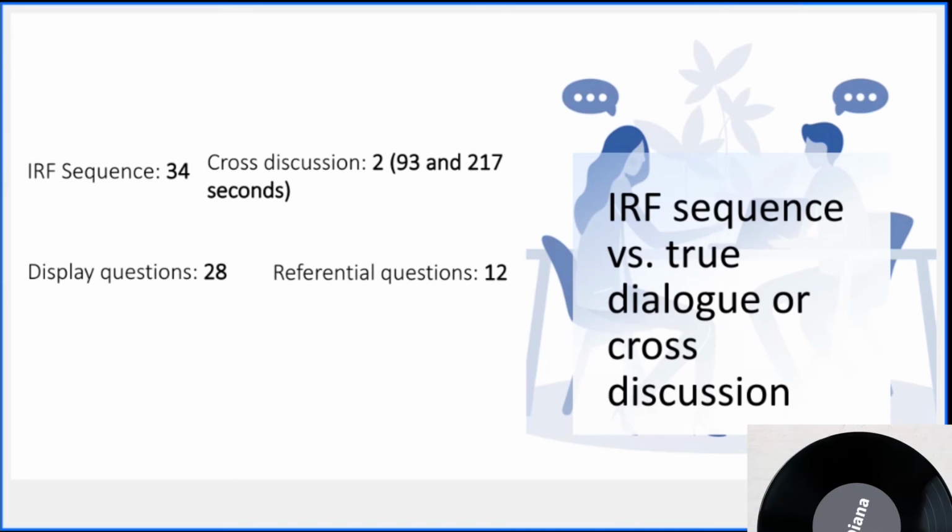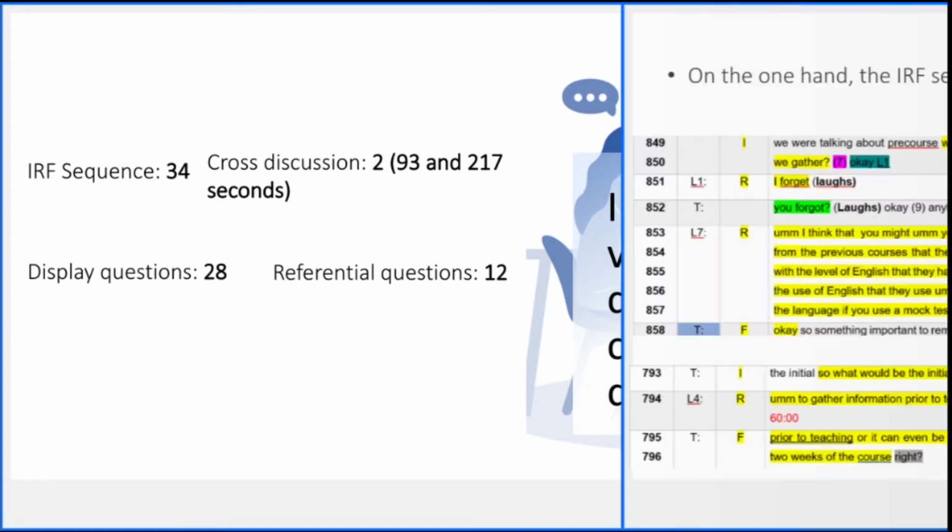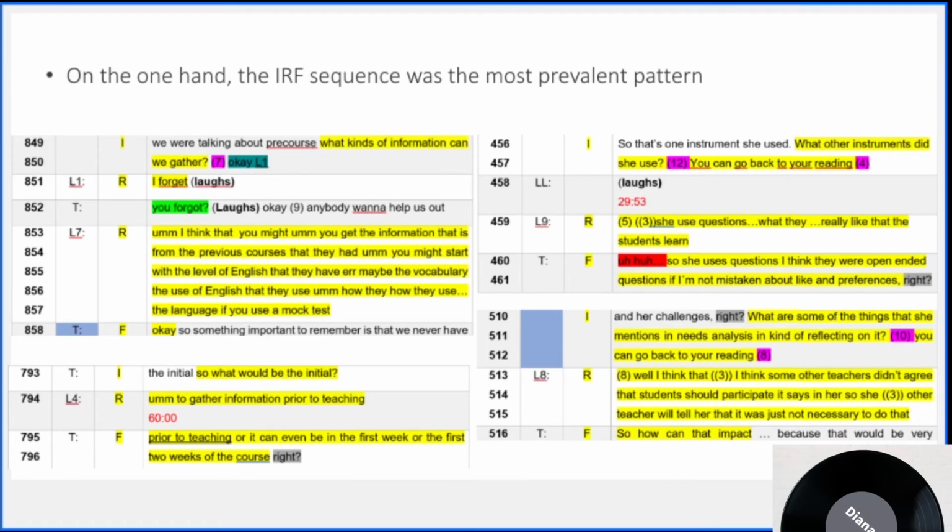IRF sequence versus true dialogue or cross discussion. The IRF sequence was presented 34 times and cross discussion only 2 times, with a duration of 93 and 217 seconds each. Display questions were presented 28 times and referential questions were presented 12 times. On the one hand, the IRF sequence was the most prevalent pattern used in the class, as we can see in these examples.